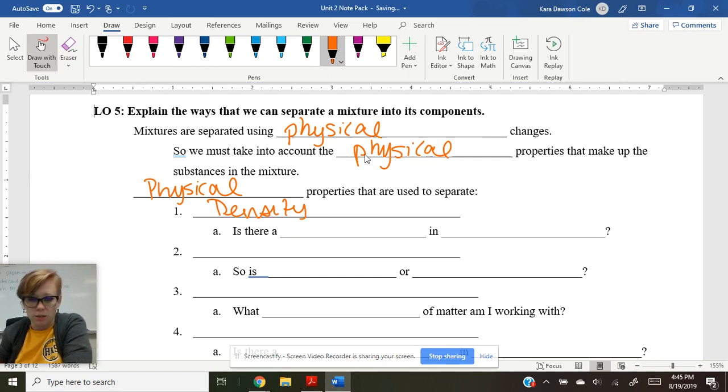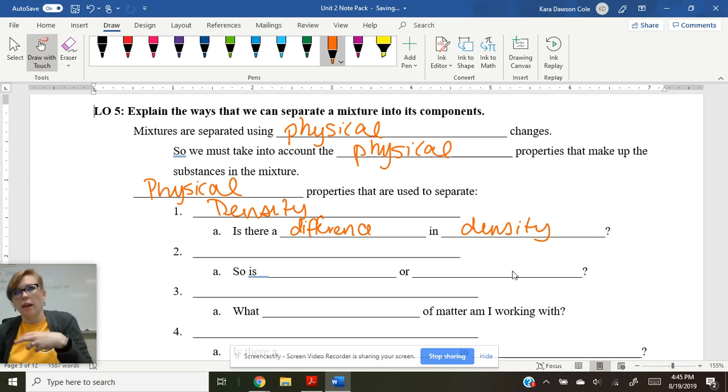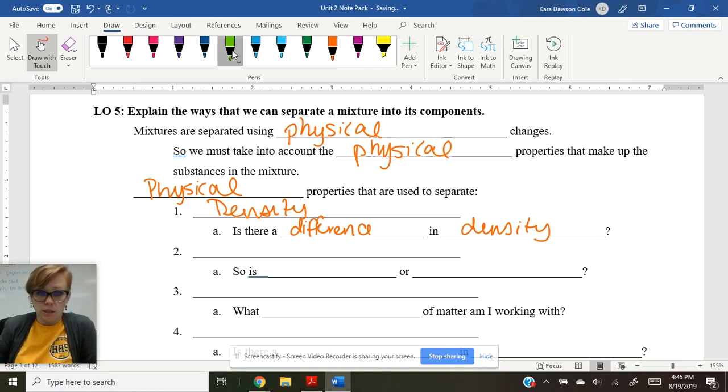So again, we're going to be using these physical changes, not chemical changes, because a chemical change is going to change the actual chemical composition. So with density, is there a difference in the density is what we really want to ask. If there's a difference in the density, we can take that into account. Like we can take a heavier, more dense substance and separate it from a lighter, less dense substance. So that's the first one.